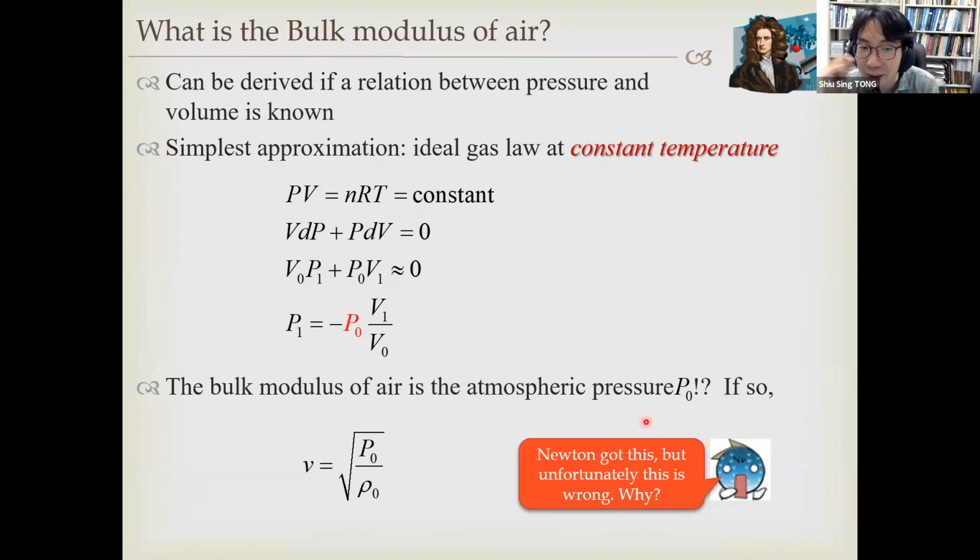So that means with B equal to P0, the wave speed, the speed of sound in air, is just the square root of P0 over rho naught. Now this is exactly what Newton got, I think 300-something years ago. When Newton first derived the speed of sound, he got this equation. Okay, but unfortunately, this is wrong. Newton was wrong in this part. Why was he wrong?